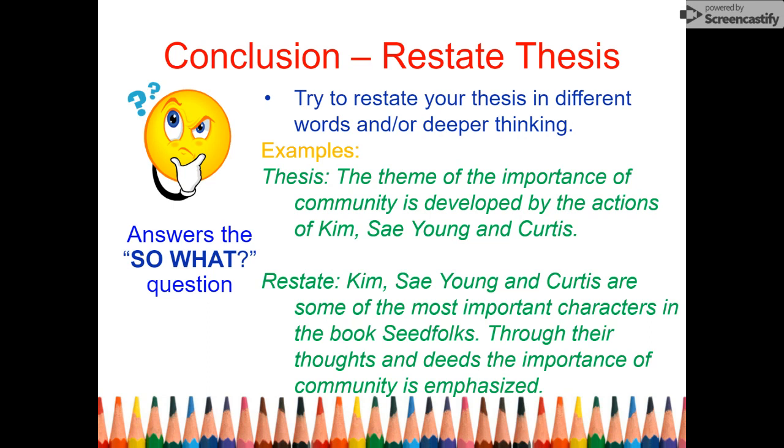So here is an example of how you can restate your thesis. The thesis of this fake paper would be, the theme of the importance of community is developed by the actions of Kim, Se-young, and Curtis. A way to restate it would be to start with the character's name. Remember, you're not restating the prompt here, you're actually restating the thesis. So a way to mix it up would be to start with what you ended with on your thesis. So in this case, we start with Kim, Se-young, and Curtis are some of the most important characters in the book Seed Folks. Through their thoughts and deeds, the importance of community is emphasized. So that's a way to restate the thesis, say the same thing essentially, but in new words.